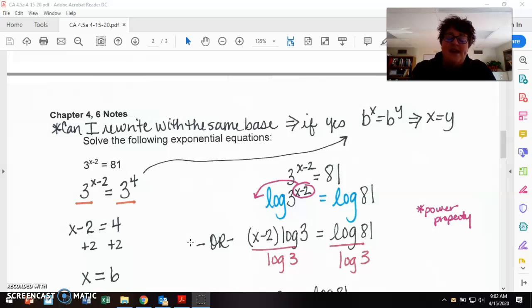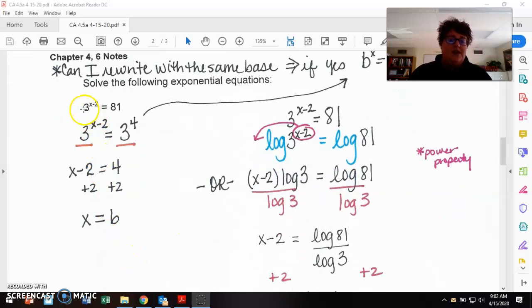If yes, then you want to rewrite them with the same base, then drop your bases and set the exponents equal to each other. And that's what we've done on the left. If you look at the left, I can rewrite 81 as 3 to the 4th power. I can then drop my bases and set the exponents equal to each other and solve. So yes, if you can rewrite things with the same base, that's definitely the way you want to go.